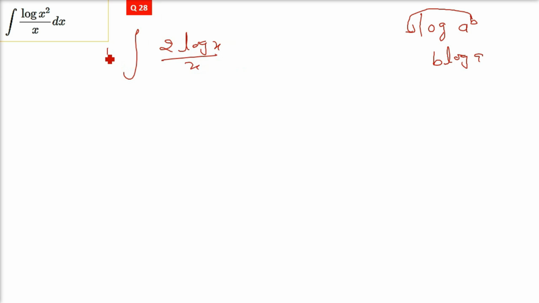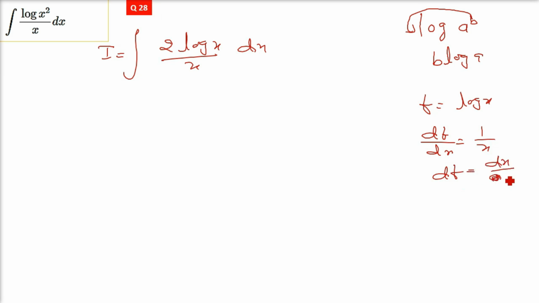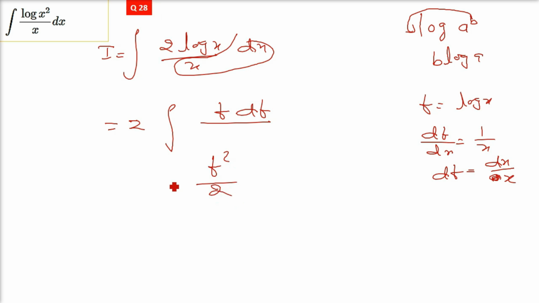Now for this integration, you can take log x equal to t. So when t is equal to log x, dt by dx will be equal to 1 by x. So dt will be dx by x. Now you have dx by x here, and the 2 you can take outside. Log x is t, dx by x is dt. So t dt is simply t square by 2. There is already a 2, so you can just cancel them out. So it will be just t square plus constant of integration.